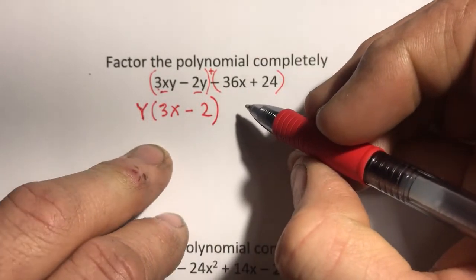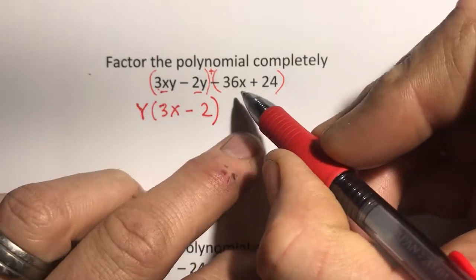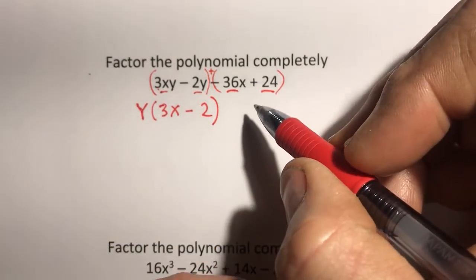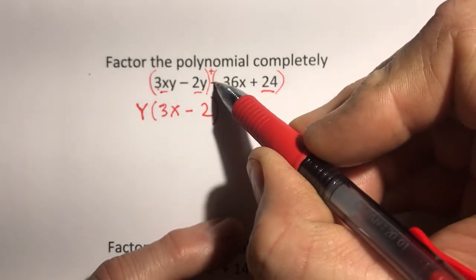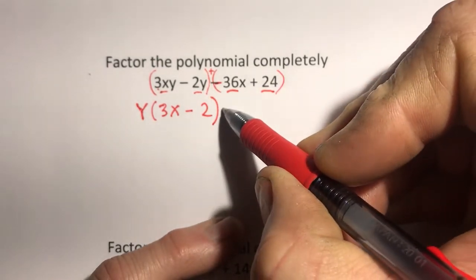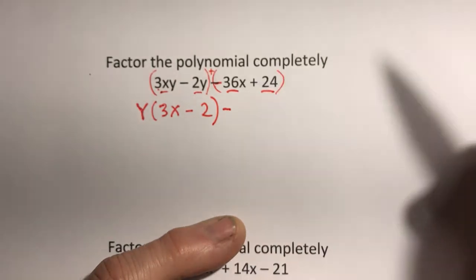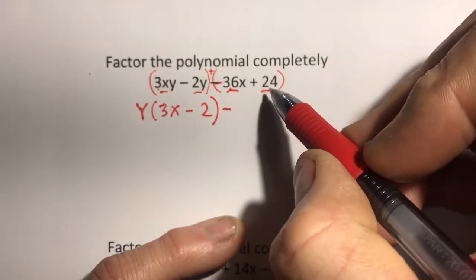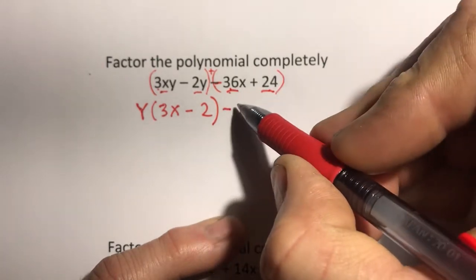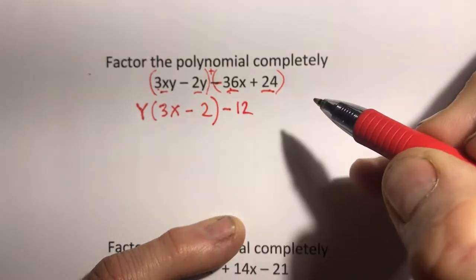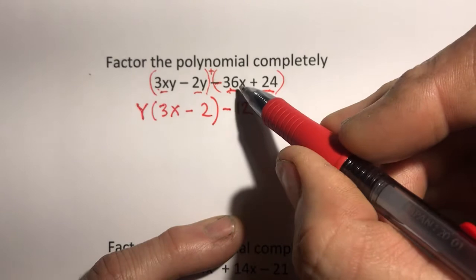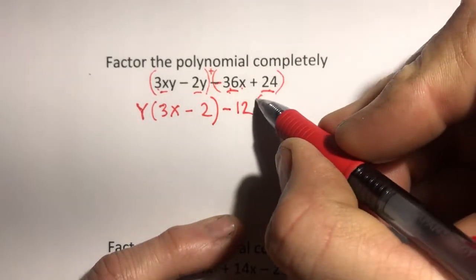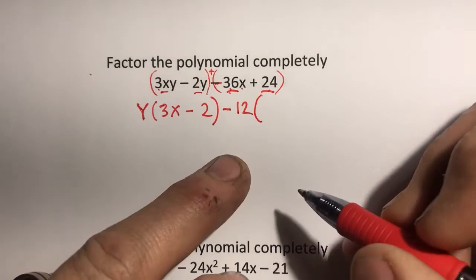Okay. Now in this next term, I look at these 2 and see what I can pull out of it. Here's the thing. Since there's a minus in front of this one, I'm going to pull out a minus, a negative number. And I look at 36 and 24. The biggest number that goes into 36 and 24 is 12. And this does not have x, so I cannot pull a variable out. So there's what I'm factoring out of this one.